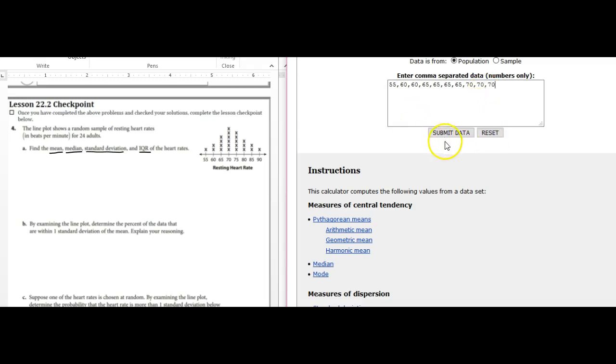Take some time right now and enter all those values in. Once you do, go ahead and click Submit Data. Pause here, put those numbers in, practice, okay? And I'll show you what the data shows.